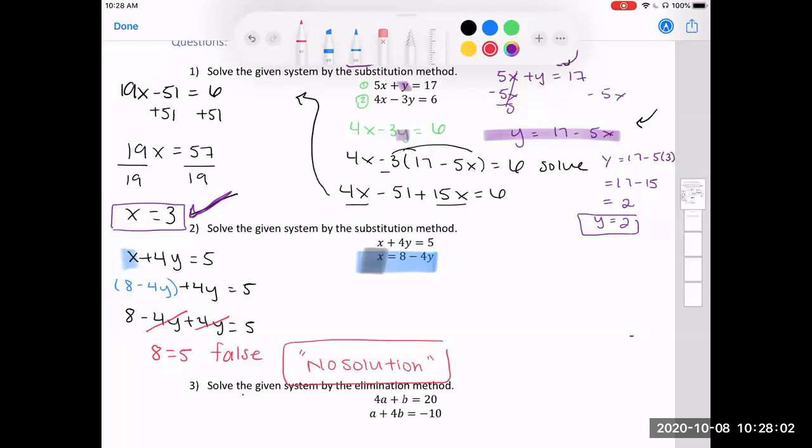That's our answer for our second. Now, for any of these problems, that's always an option. Aside from getting a specific point, you can also get no solution, or if you have a true statement, the same number equals itself, then you have infinitely many.